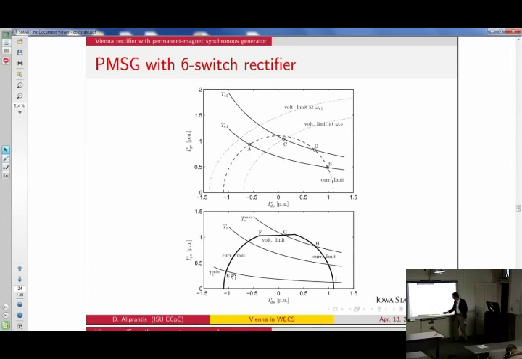Okay, so this is called, in PMSG drives, the maximum torque per ampere strategy. You get the maximum torque for a given value of current to reduce your losses in the machine.